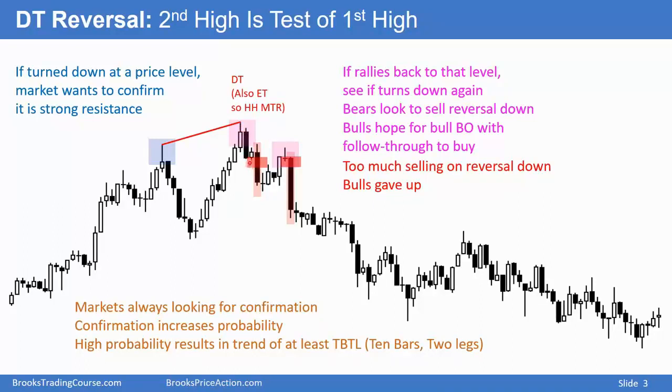Traders will sell below this bull bar, the neckline of this micro double top. And then we have a double top bear flag here. This is also a lower high major trend reversal. Below 2, low 1, low 2. Traders will sell below the low of this bar, taking a chance that we're going to get a swing down.